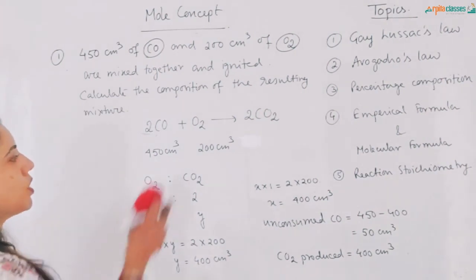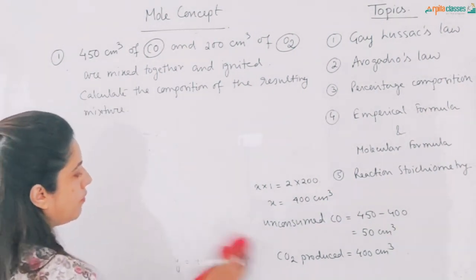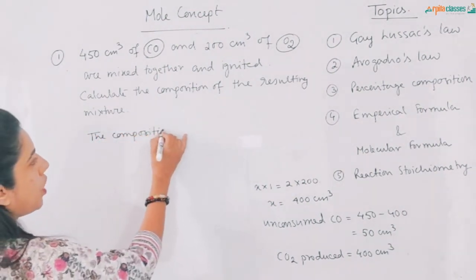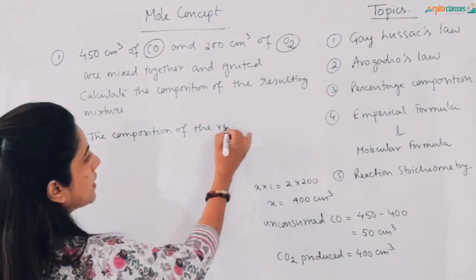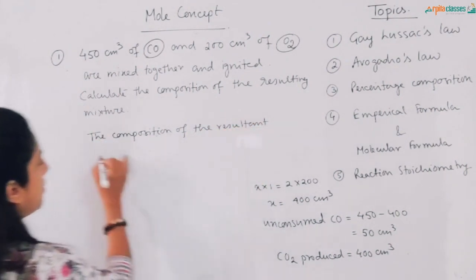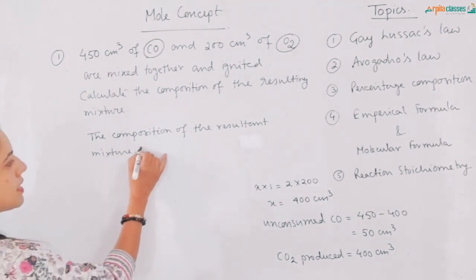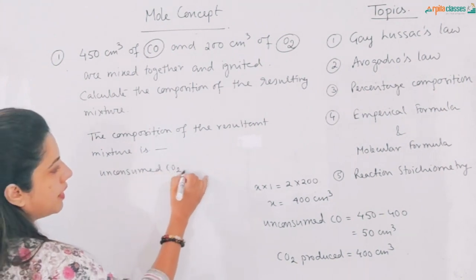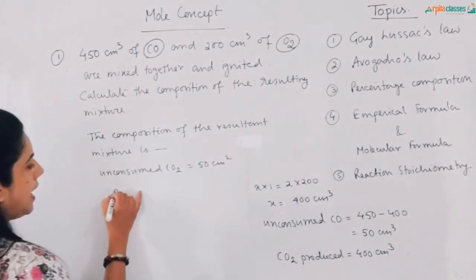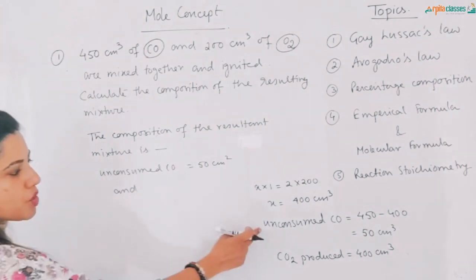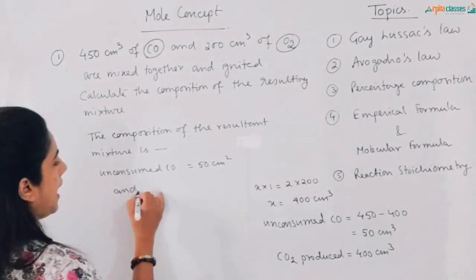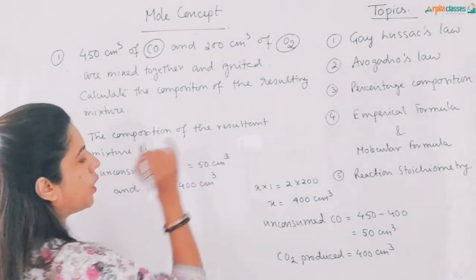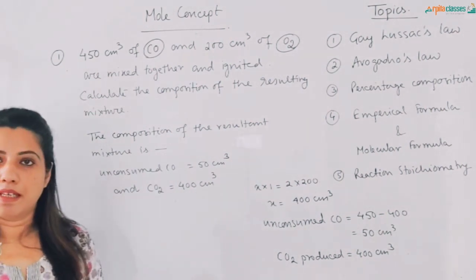So the resultant mixture, finally we have to write the composition of the resultant mixture is unconsumed carbon monoxide, that is 50 centimeter cube, and carbon dioxide is 400 centimeter cube. So this is the composition of the resultant mixture.